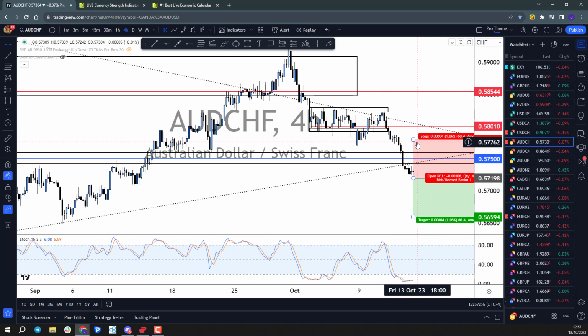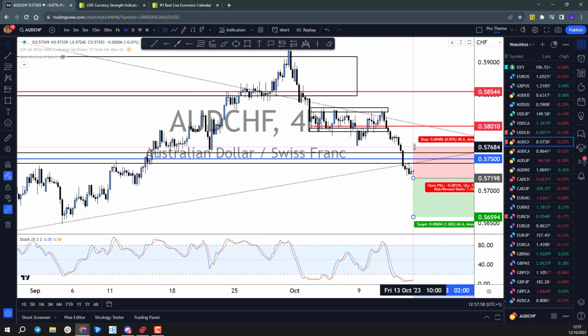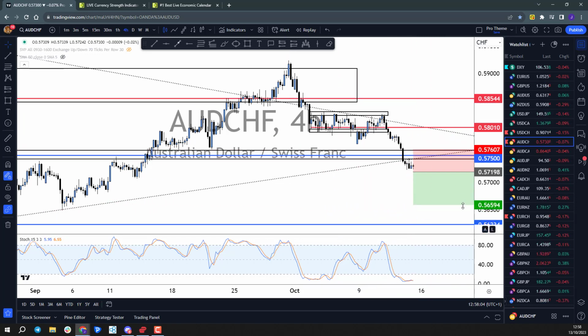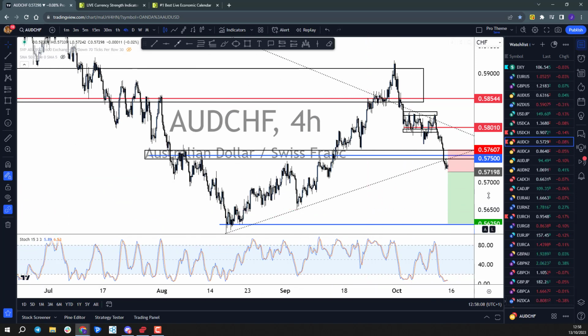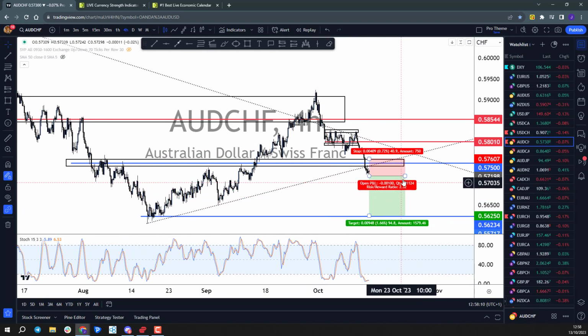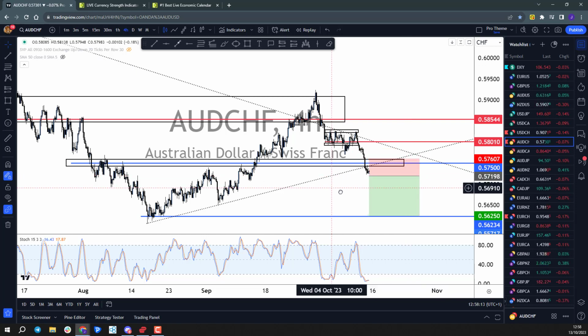Now, with Aussie Swiss, you can probably go for a little bit of a tighter stop loss in terms of risk to reward. So you might go for a 40 pip stop loss. Look to target this area down here at 56.25. That will give you a 2.3R potential.